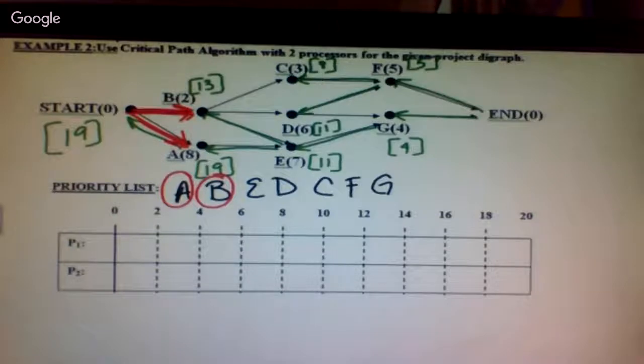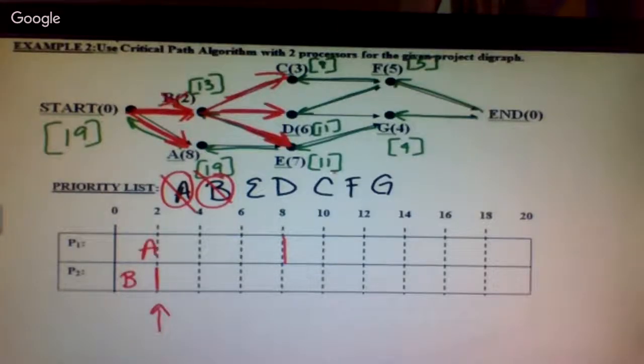A and B can be done from the start. I have 2 processors open, so we're going to schedule both. A takes 8 minutes. B takes 2. I'm done here. So B is now finished. B leads into C, D, and E. So, is C ready yet?